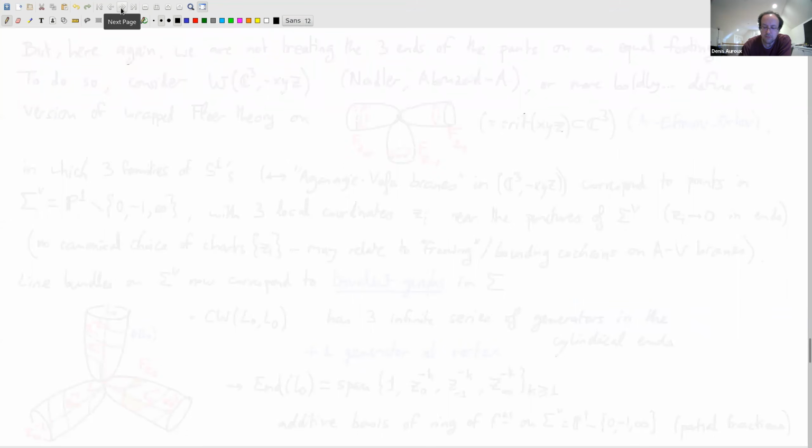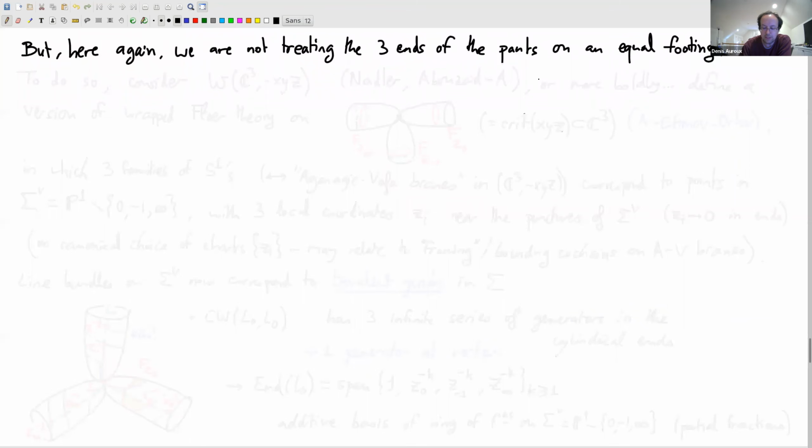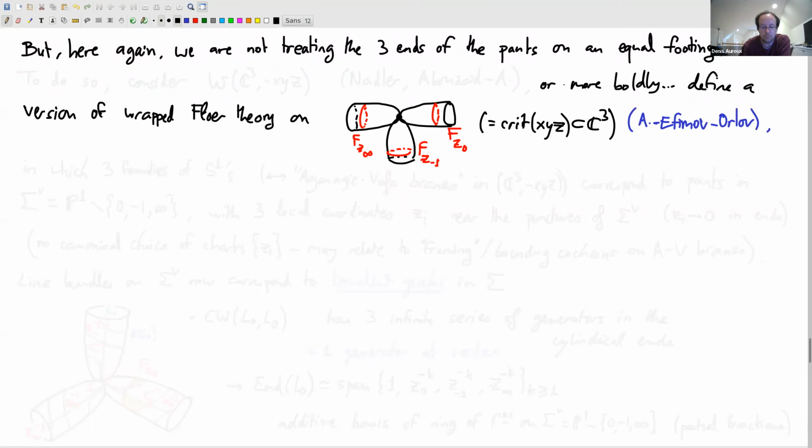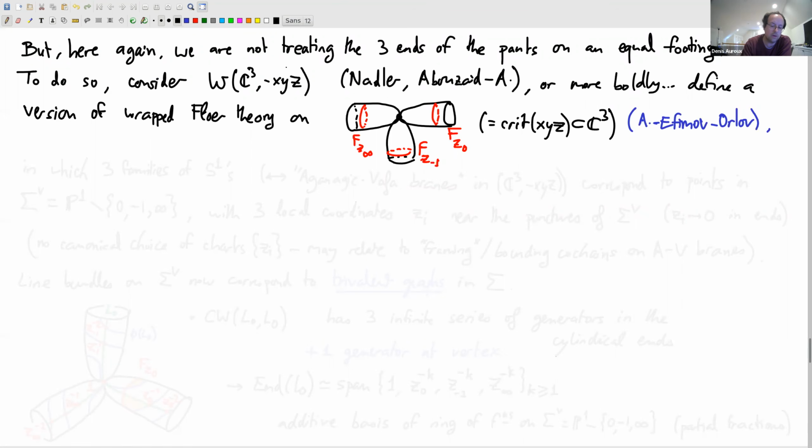But here again, the problem with that is that we are not being symmetric about the free ends of the pants. So one option is to say, well, really what we should have done was look at the Landau-Ginzburg model C cubed comma minus XYZ, and you can calculate the Fukaya-Seidel category of that. Nadler was the first to do it using microlocal sheaf techniques. With Abouzaid, we have a more convoluted, more purely symplectic calculation.